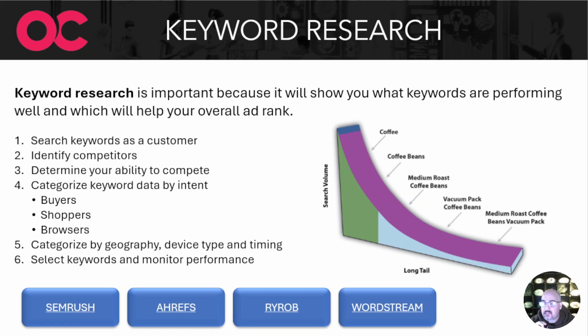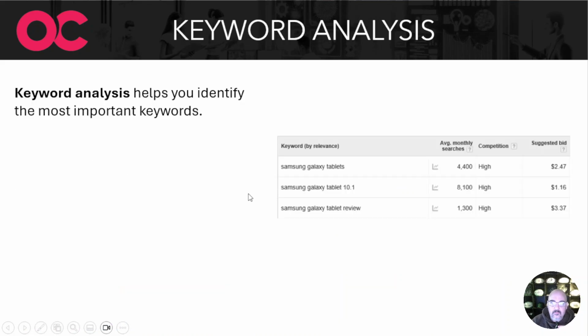SEMrush is one of the biggest ones. You can actually analyze websites and see what keywords they're using, what their traffic is, what they pay, how many backlinks they have. So SEMrush is a really big search engine analysis website. Ahrefs is very similar. Ryan Robinson is something similar, focused more on keywords though, and WordStream focuses on keywords as well. All of these have free options, but most of them you have to pay to get all of the information. But in terms of an industry standard, SEMrush is probably the biggest one in terms of finding the most information.